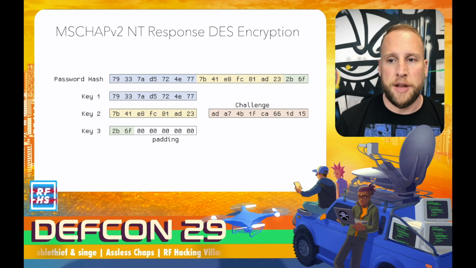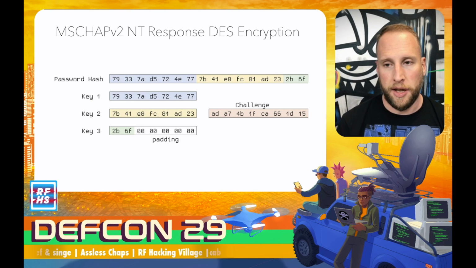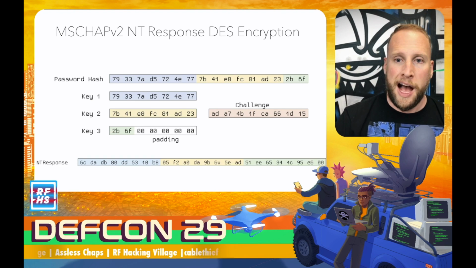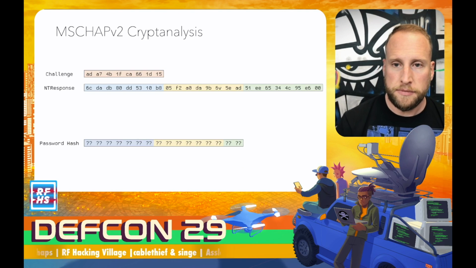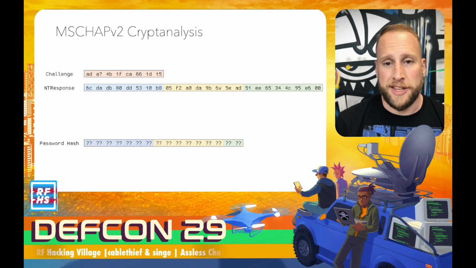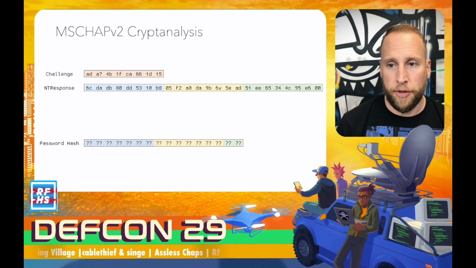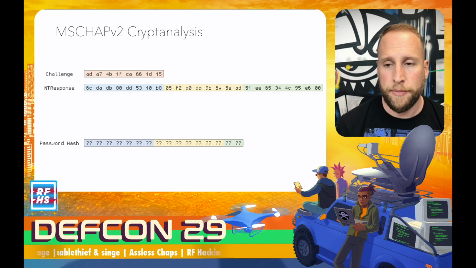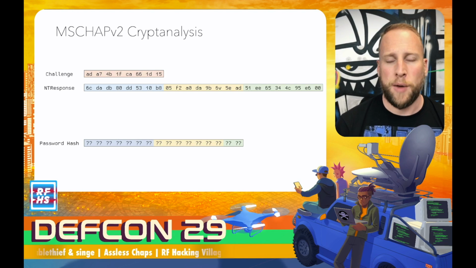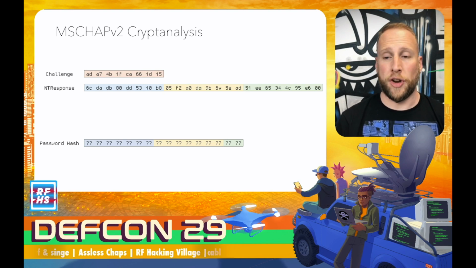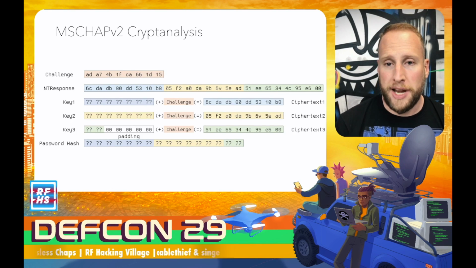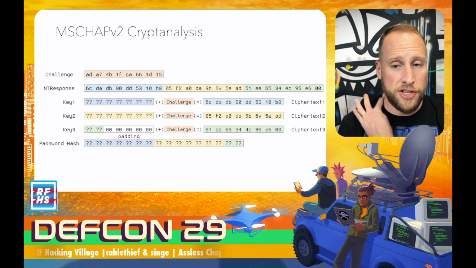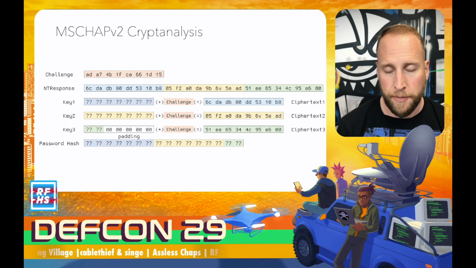Now, this is what happens if a legitimate client is engaging in an MS-CHAP operation. However, when we are cracking things, it's going to go in reverse. So what we've got is the challenge. Now, you'll remember the challenge is made up of the peer challenge, the authenticator challenge, and the username. So we can't rainbow table things here. And we've got the NT response. What we want to recover is the password hash. So the NT response is broken up into the 3 ciphertexts that we have. We know that the challenge is encrypted. What we need to recover is the key.